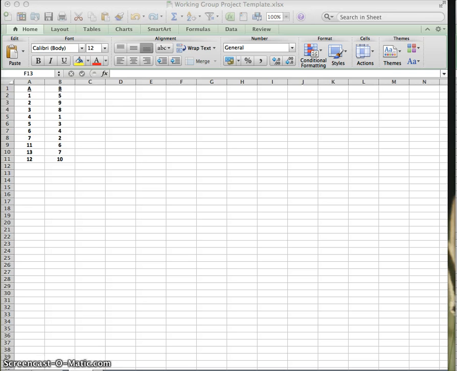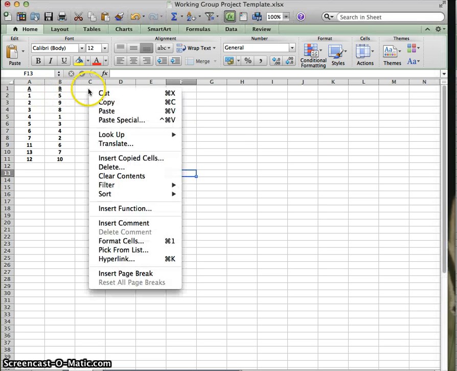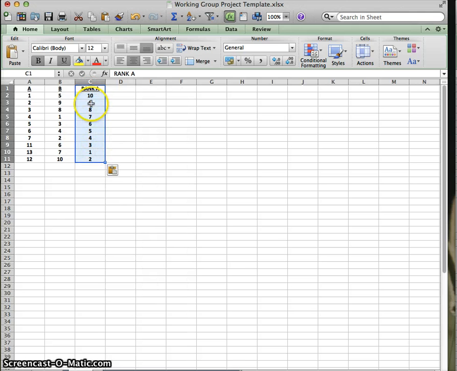I've prepared some data over to the side that you can't see. But the first thing I have to do is rank this data. The first column I'm going to rank is that A column right there. As you can see, the lowest rank goes to the highest value, so a 13 is ranked as a 1, a 12 is 2, an 11 is 3, and so on as I go lower.